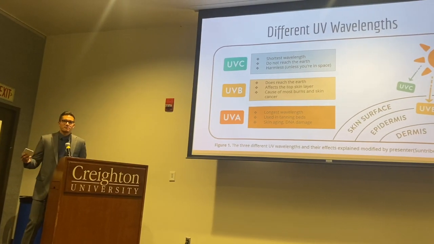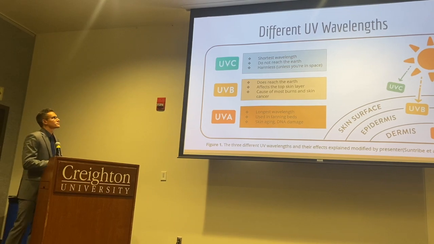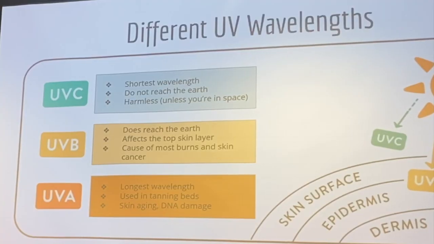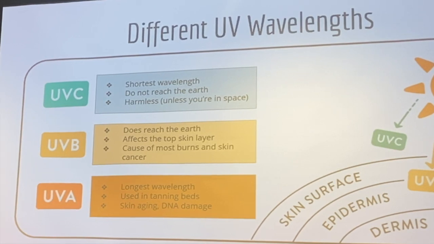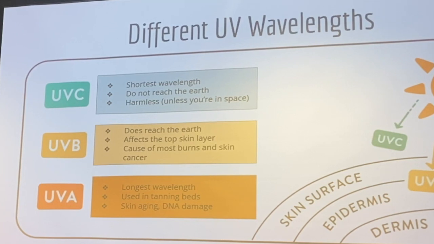In order to understand my project a little bit more, we need to first talk about the different UV wavelengths. First is UVC. This is the shortest wavelength. It doesn't reach the Earth thanks to the ozone layer, and it's harmless unless you're in space. The second is UVB. It does reach the Earth. It affects the top skin layer and causes most burns and skin cancers. The third is UVA. It's the longest wavelength. It's used in tanning beds and causes skin aging and DNA damage.